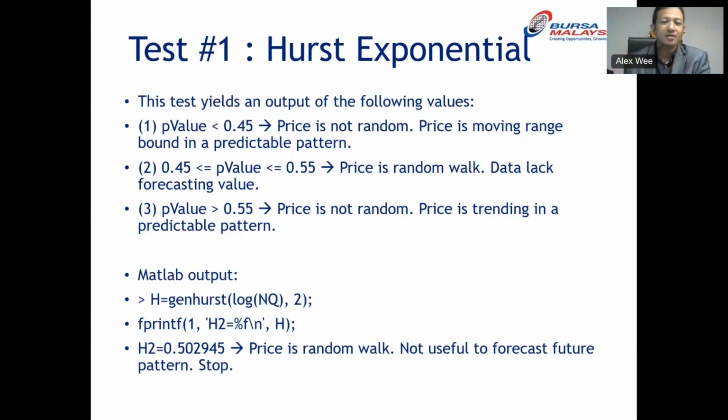So if you factor this into your system design, if you are developing a trading system, then that's what makes sense. So the Hurst, using MATLAB to calculate, okay, if the value comes out as 0.5029, it's less than 0.55. It means that the market is random. So don't trade. Stop. Don't trade.